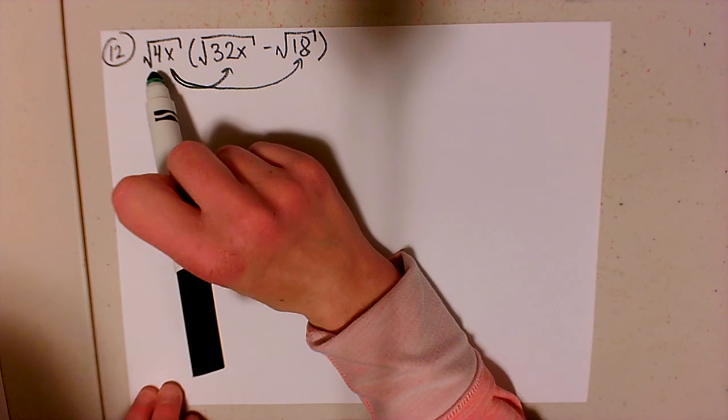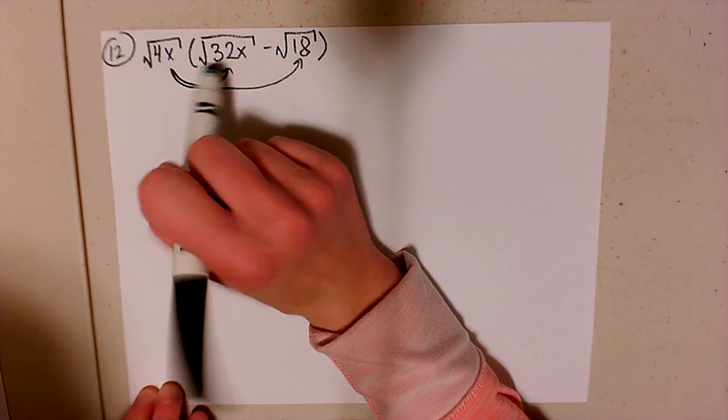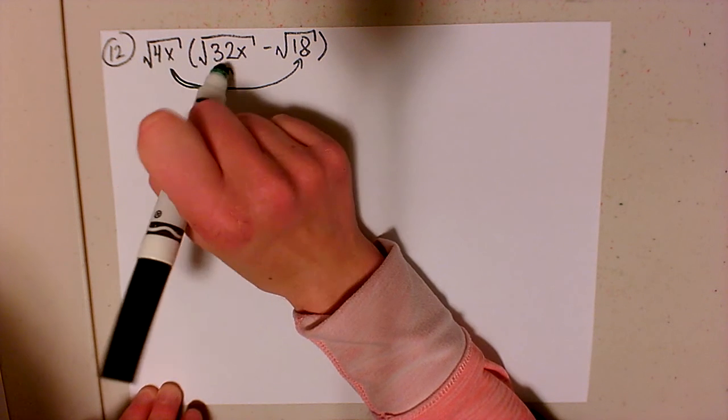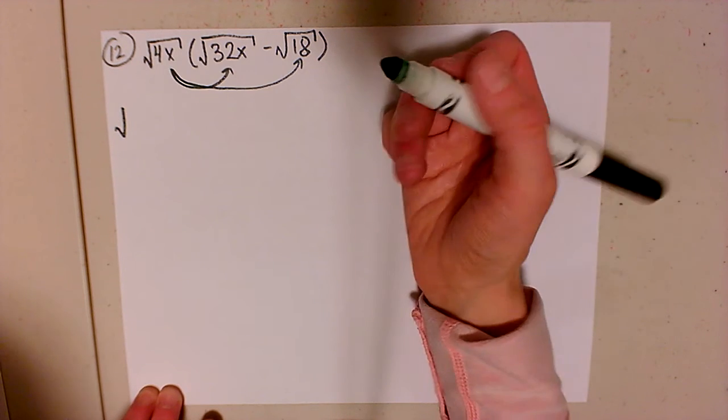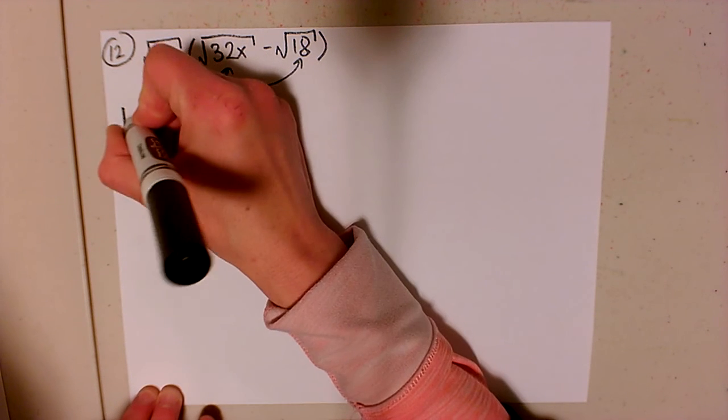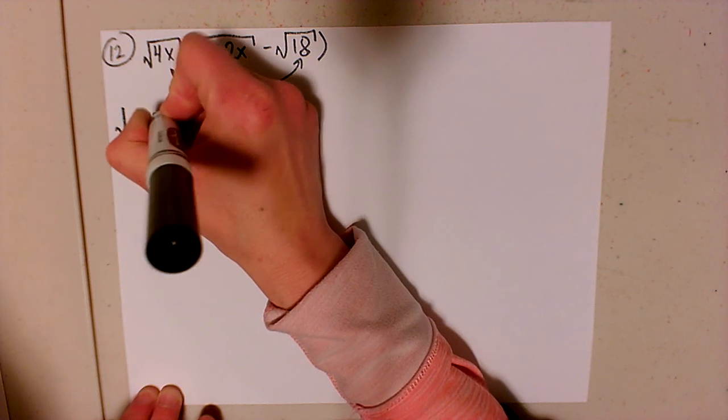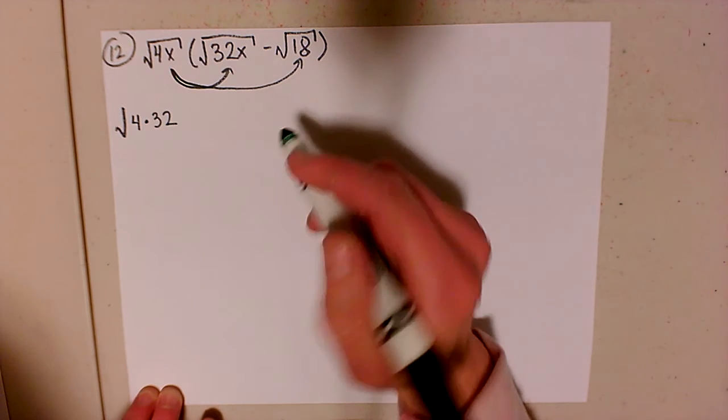So, let's see. Well, square root of 4, excuse me, 4 times 32, I don't know what that is. So what I could do, I'm going to have to break it down anyways, because I could write this as 4 times 32, and then break them down separately.